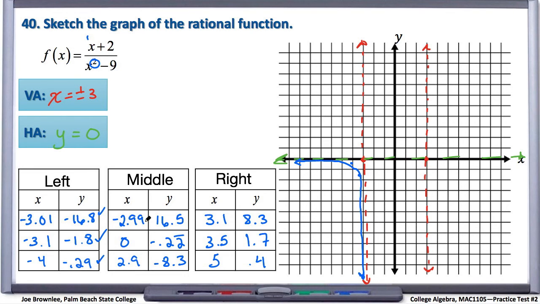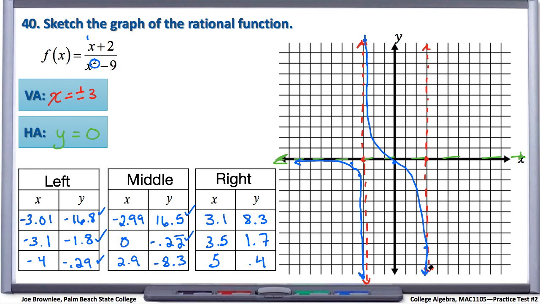All right, how about the middle now? Negative 2.99, so just to the right of that vertical red asymptote, and we're going up to 16.5, but again, that's well off the screen, so somewhere around there. At 0, we're at about negative 0.25. And then almost at 3, we're at negative 8.3. So 1, 2, 3, 4, 5, 6, 7, 8, and just past it. So something like that.